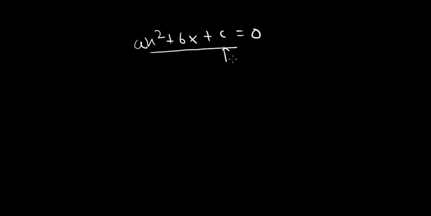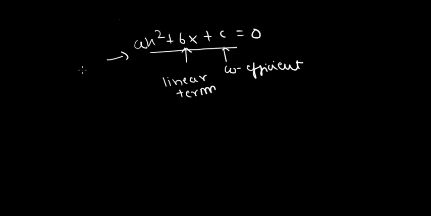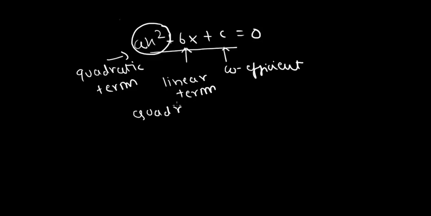Here C is the coefficient, B is considered to be the linear term, and A is considered to be the quadratic term. So because this equation contains a quadratic term, it's called a quadratic equation.